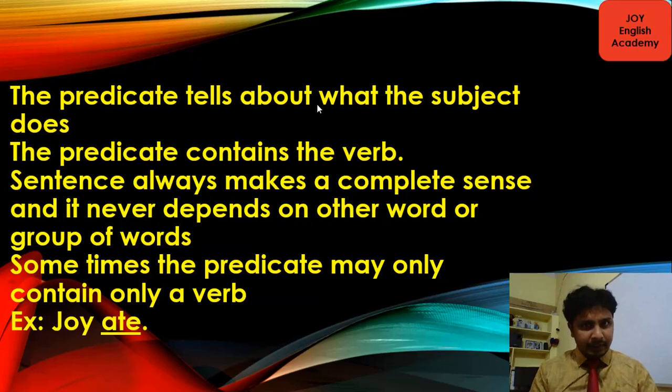And what we speak about the subject is called the predicate. Clear? In a sentence, about whom we speak is called the subject, and what we speak about the subject is called the predicate. And the predicate contains a definite verb. A sentence always makes a complete sense, and a sentence will never depend on any part of the sentence or any group of words. It is independent. It never depends on other words or groups of words.